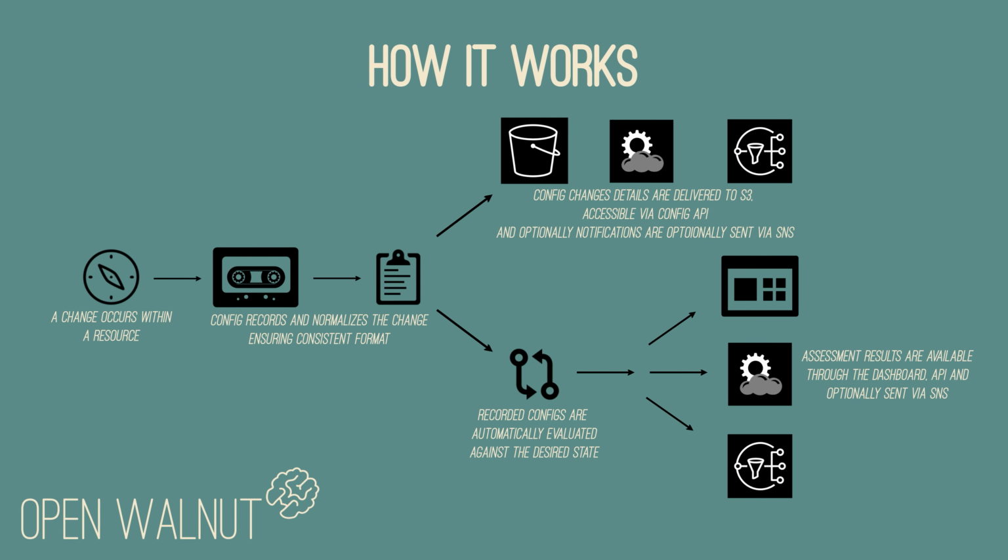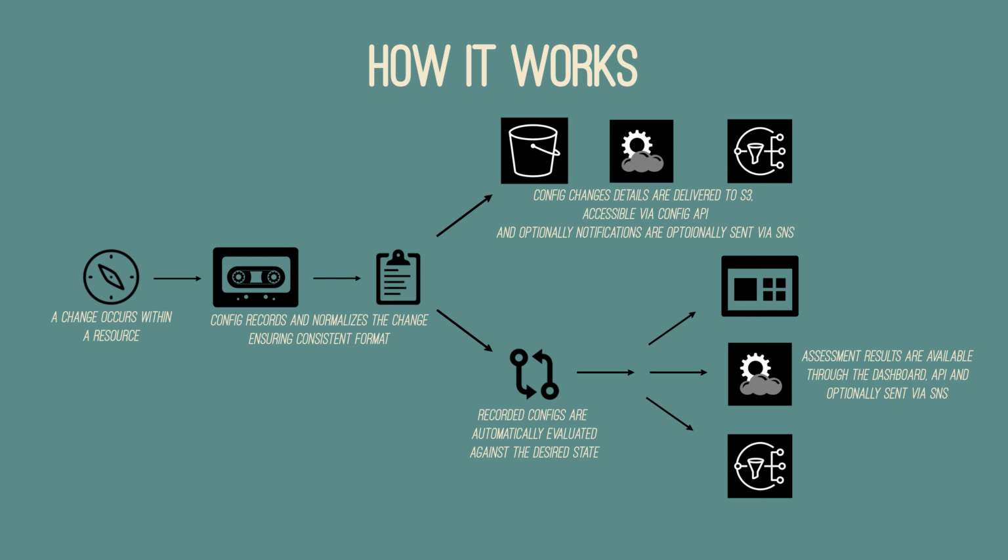So let's combine everything that we've discussed so far into kind of a flow and see how AWS Config actually works. When a change occurs in one of your resources, AWS Config springs into action and records the details of the change, including the resource type, name, current configuration, among other things, and normalizes them for easy reference.